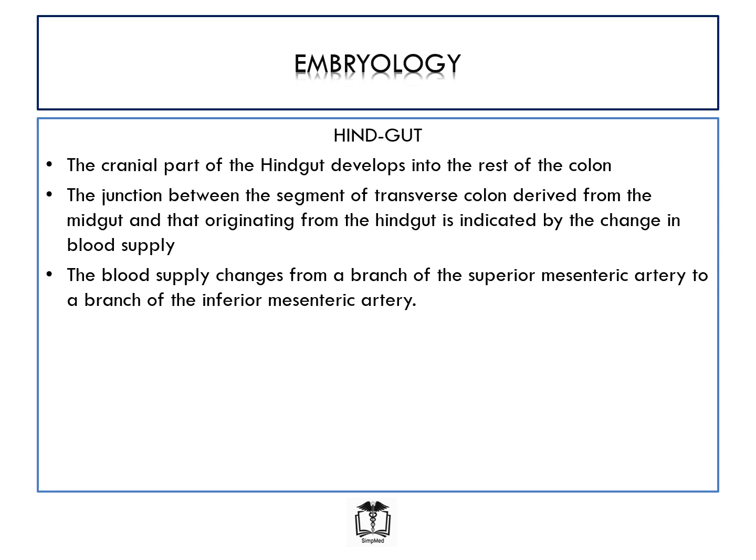So please do note the proximal two third of the transverse colon is gotten from the midgut. The distal one third of the transverse colon is gotten from the hindgut. Between the proximal two third and the distal one third, we have that junction that is being spoken about in this slide. The junction is marked by a change in blood supply. The proximal two third of the transverse colon, the part gotten from the midgut, is supplied by the superior mesenteric artery, whereas the distal one third of the transverse colon, the part gotten from the hindgut, is supplied by the inferior mesenteric artery.